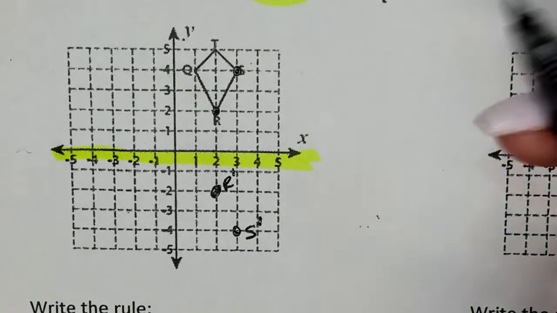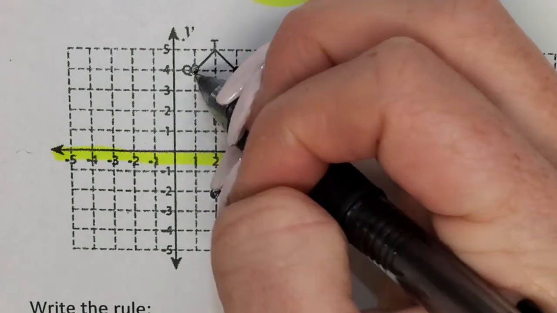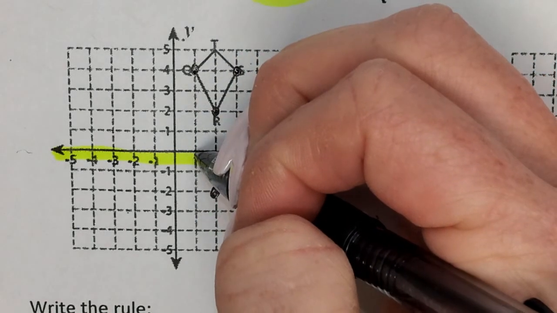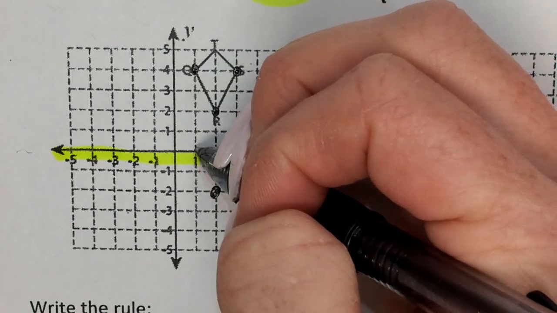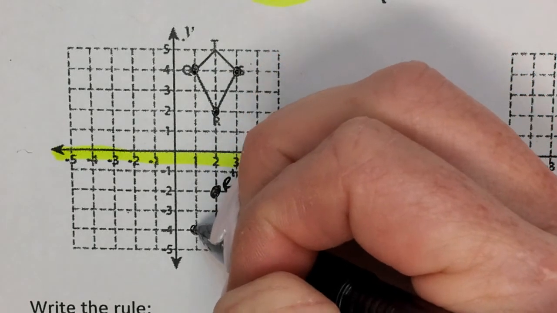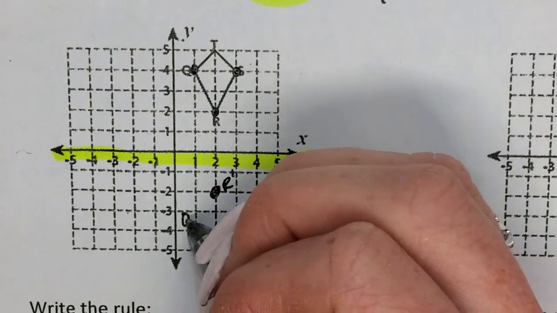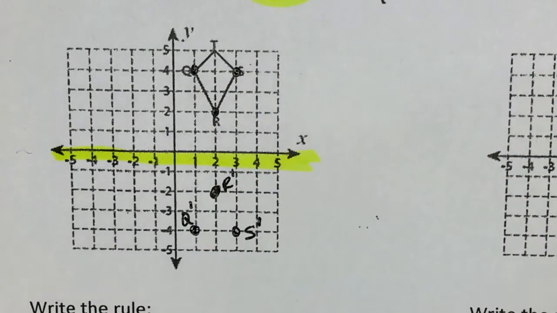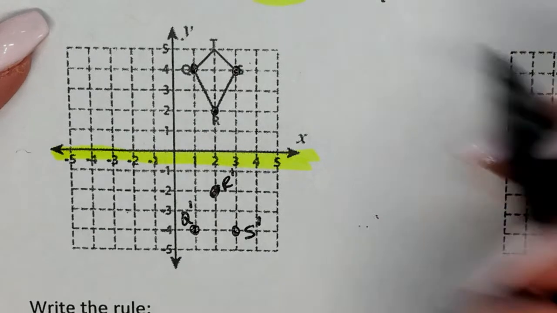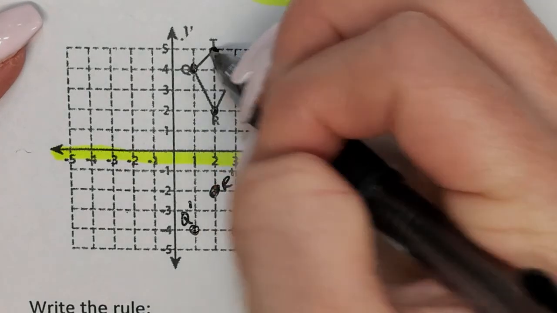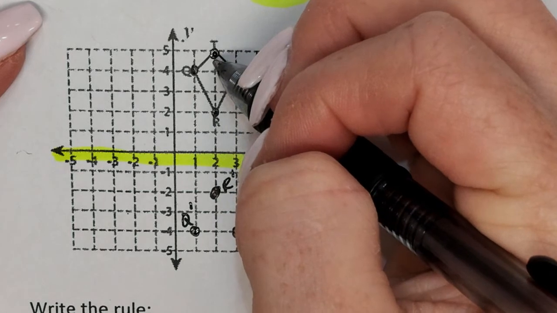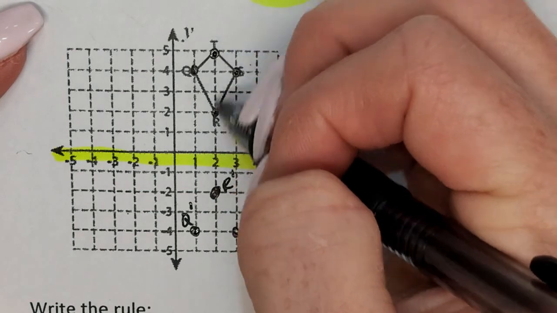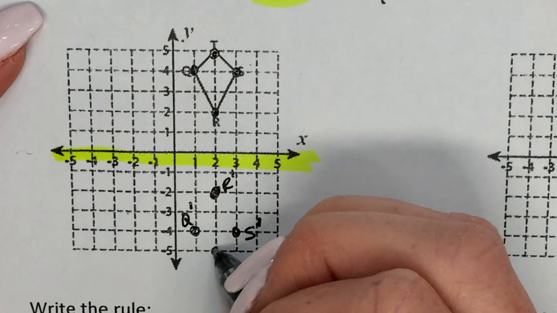All right, look at point Q. On the x-axis, it is at 1, but instead of being up 4, it's going to be down 4. That is my new Q. And I have one more point to go. Here's point T. On the x-axis, it is at 2. It's going to stay on 2, but instead of being up 5, it's going to be down 5.